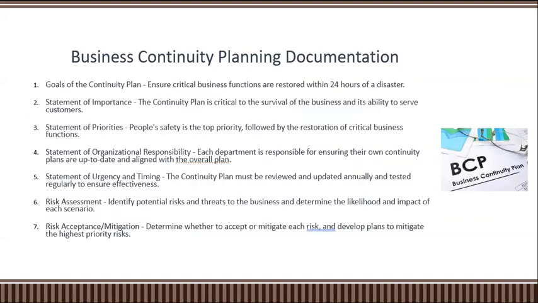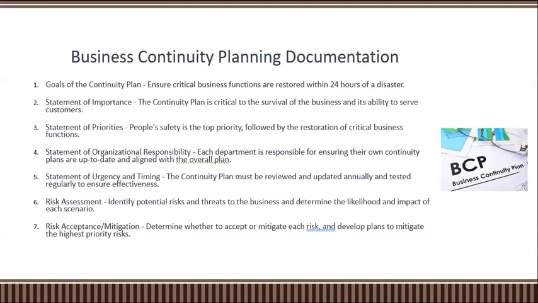So, the business continuity planning documentation. Goals of the continuity plan: ensure critical business functions are restored within 24 hours of a disaster. The statement of importance: the continuity plan is critical to the survival of the business and its ability to serve customers.